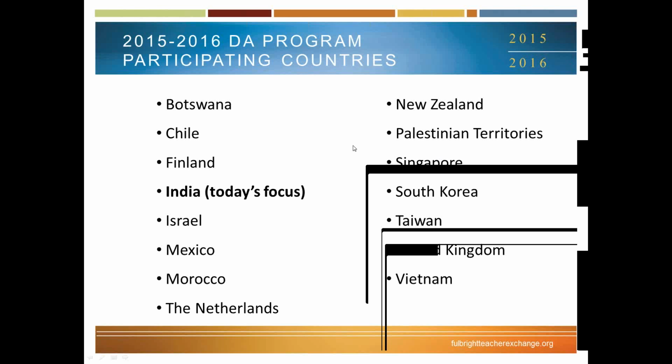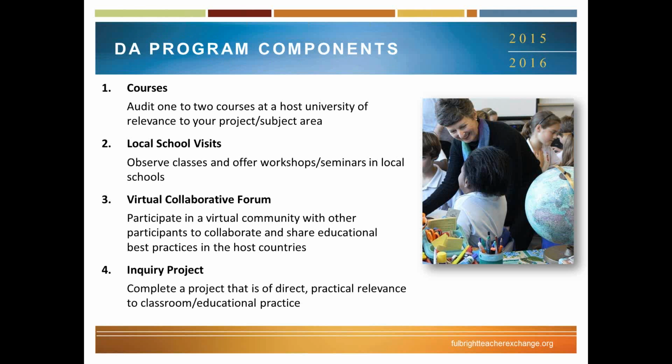Now let me discuss very briefly the 4 main components of our program. These are the main activities that you will engage in abroad. So if you are selected, several things will take place. We'll give you lots of information about the program, the schedule, all those sorts of things. But when you are abroad, the first thing that will happen is you will be placed at a host university.